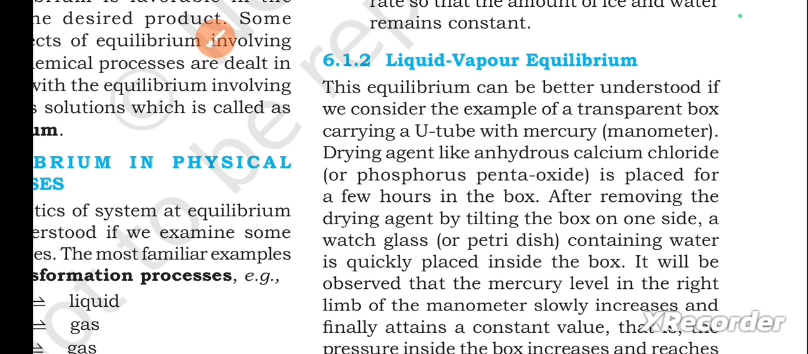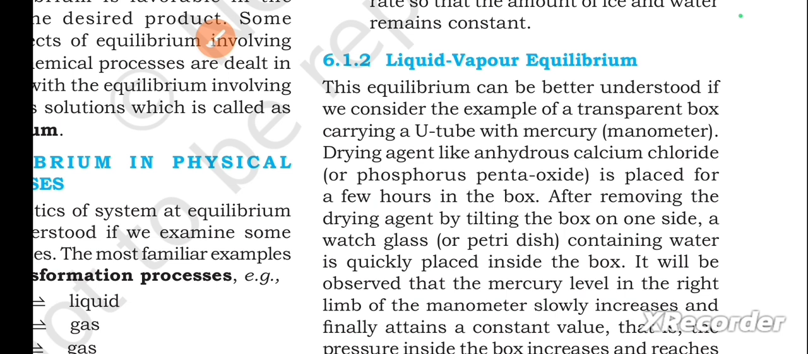This equilibrium can be better understood if we consider the example of a transparent box carrying a U-tube with mercury manometer. Drying agent like anhydrous calcium chloride or phosphorus pentaoxide is placed for a few hours in the box. After removing the drying agent by tilting the box on one side, a watch glass or petri dish containing water is quickly placed inside the box.